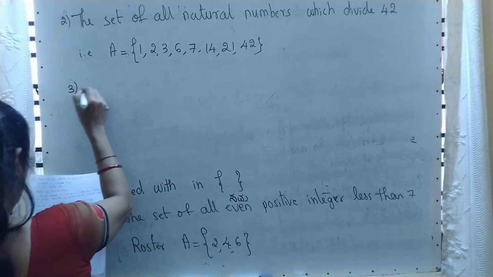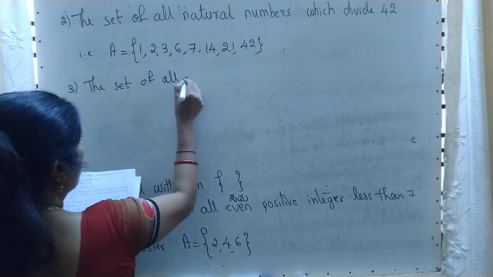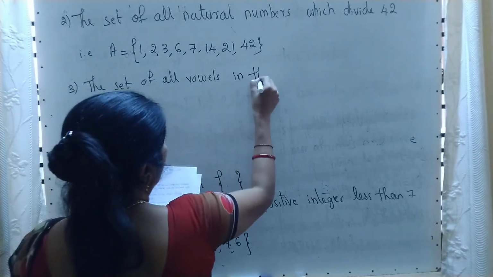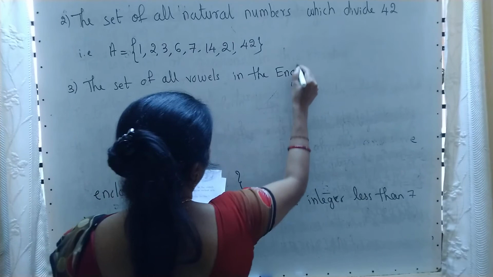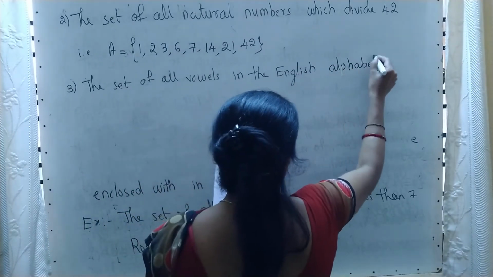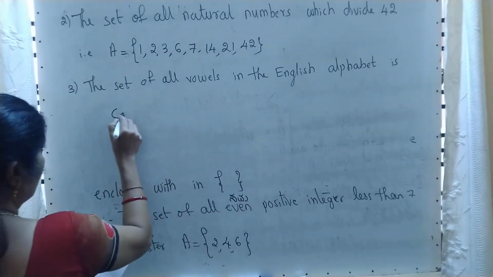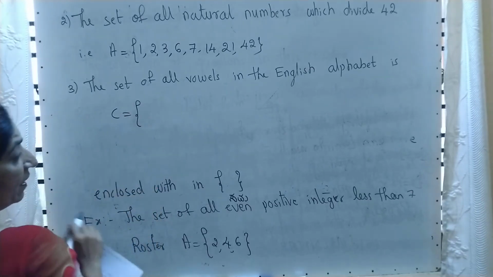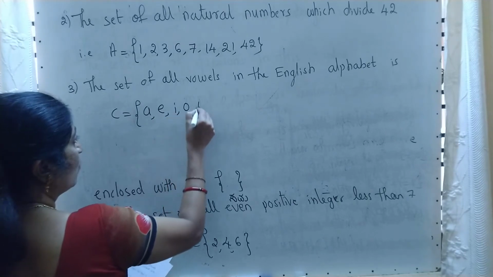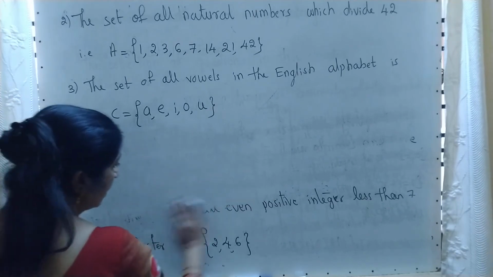Third example, the set of all vowels in the English alphabet. You are familiar with the vowels, called by any naming. I am taking it as C: A, E, I, O, U. So like this we have to make the list. Moving to the next example.